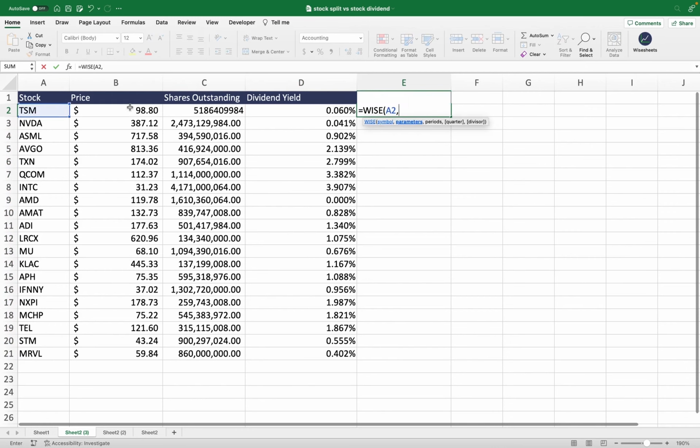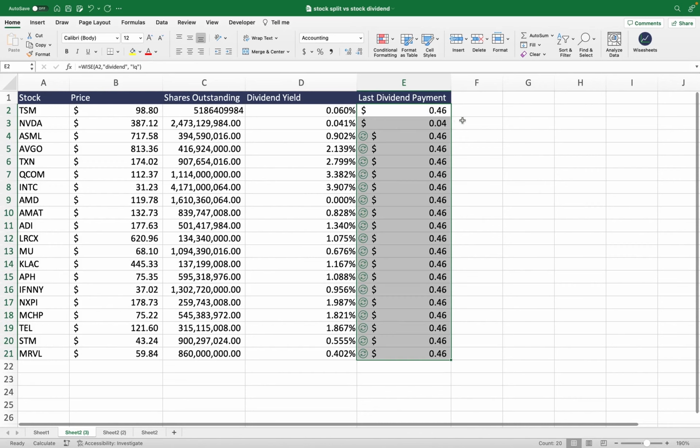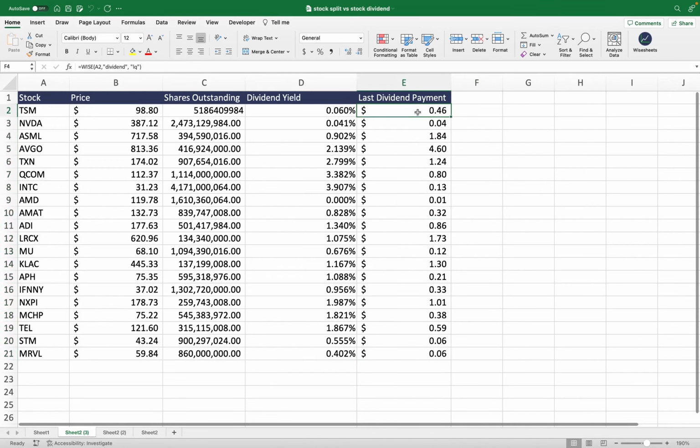And for the last dividend payment, you can do something very similar. So in this case, symbol, the parameter is going to be dividend. And then for the period, we're going to use LQ. And LQ for dividends essentially returns the last dividend payment made. So this would be the last dividend payment made by TSM. And once you have the formula correctly set up, you can simply double click here or drag it down, so that way you can get it for all the different companies.